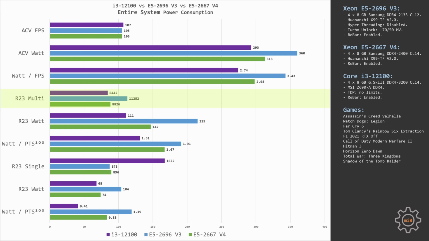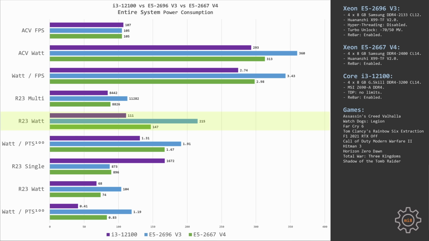I have also tested Cinebench R23, but please keep in mind that E5-2696 ran without hyper-threading. If I enable hyper-threading, the Cinebench performance will be better, but the gaming performance will be worse. So in this configuration, Core i3-12100 scores about 8400 points. E5-2696 V3 scores about 11,200 points, and E5-2667 V4 scores about 8,800 points. It's remarkable how a quad-core CPU is almost catching up with an 8-core E5-2667 V4.